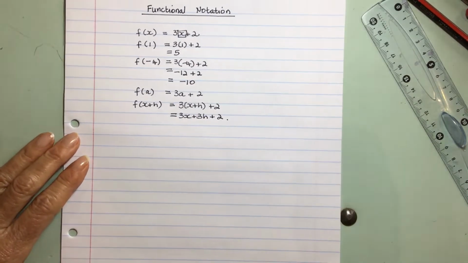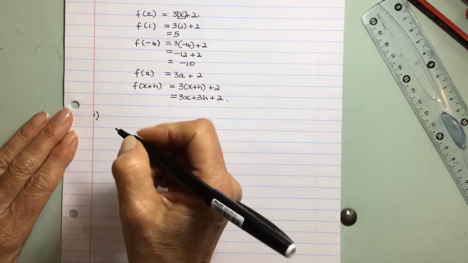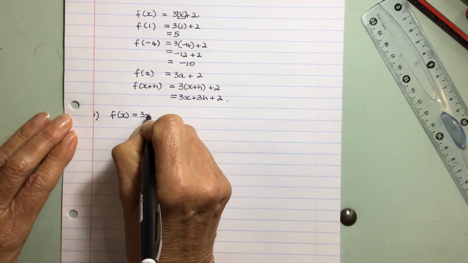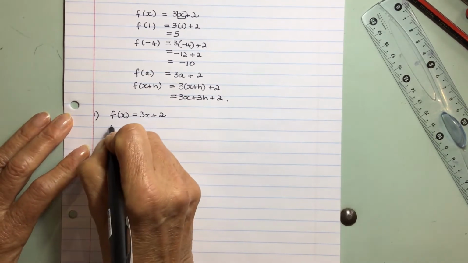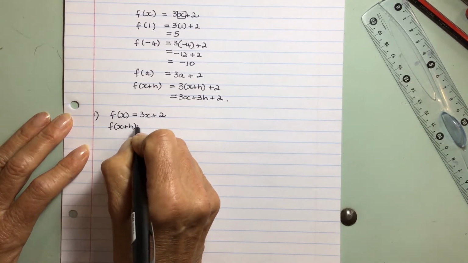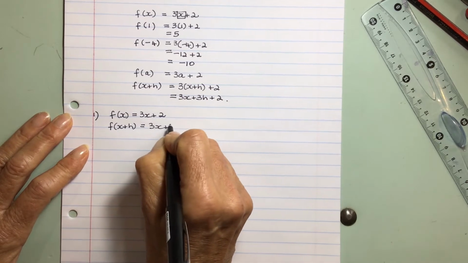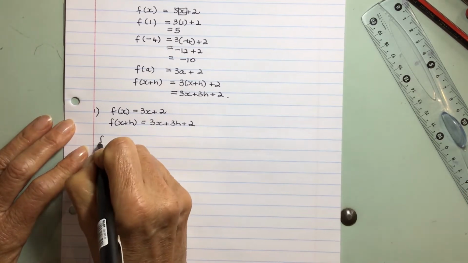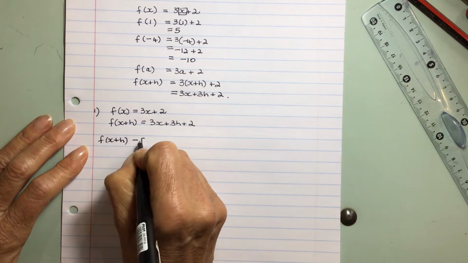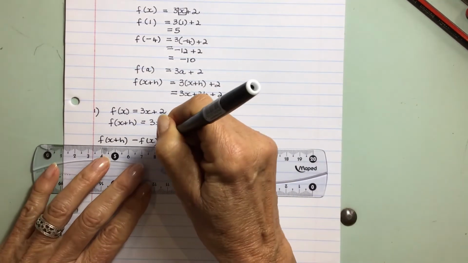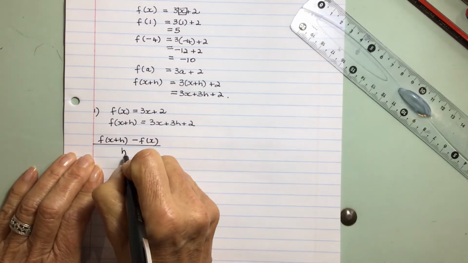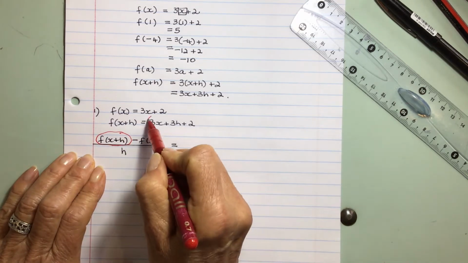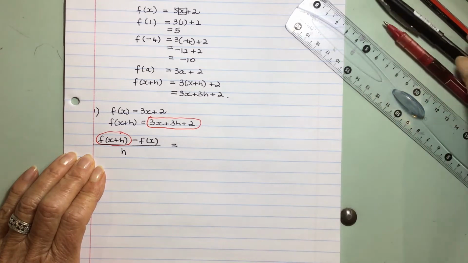Okay, so first example, I'm going to keep to the one we've just done, which is the f of x equal to 3x plus 2, a linear function. We've worked out that the f of x plus h is 3x plus 3h plus 2. And now we can substitute into the formula the f of x plus h minus the f of x all over h.